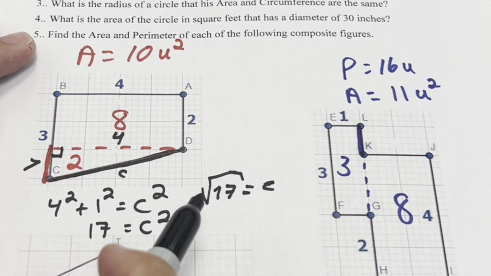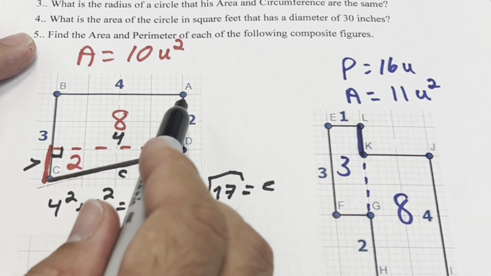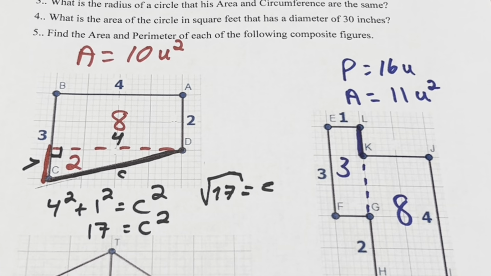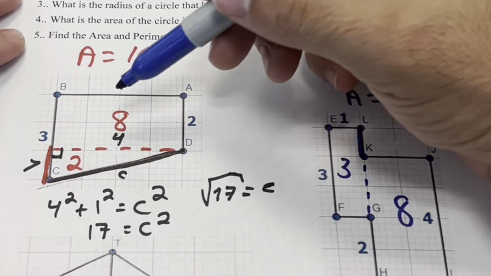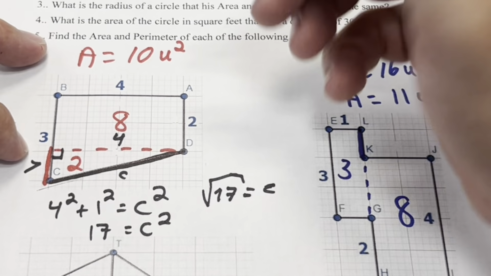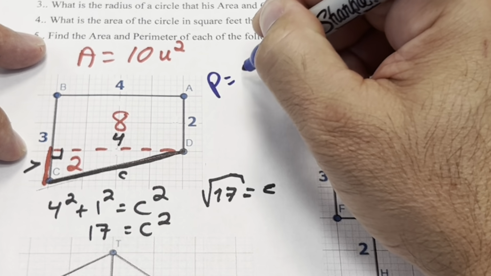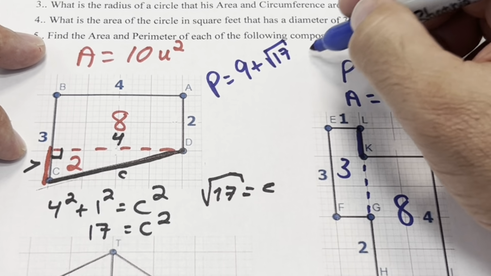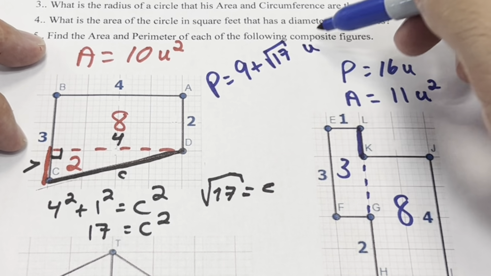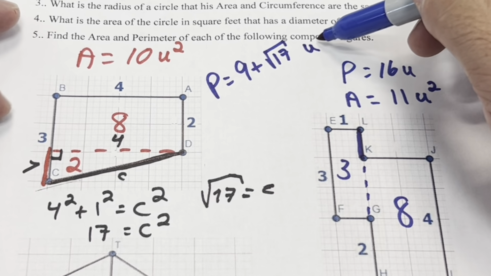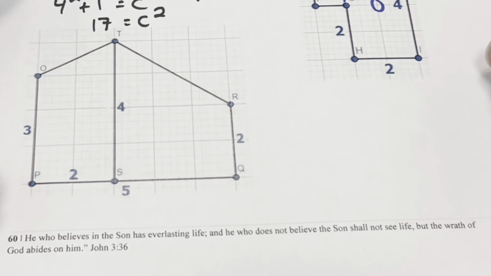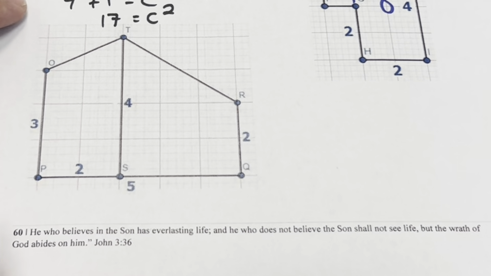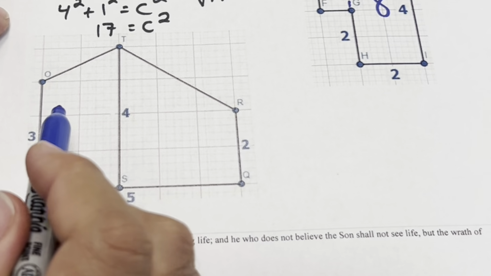Okay, now that we have this side, this one is 2, this one is 4, this one is 3, plus this. So very simple. We just need to do 6 plus 3, 9. So the perimeter is equal to 9 plus the square root of 17. Remember, this is unit, not square, because it's not area, it's perimeter. Perimeter is linear, okay?